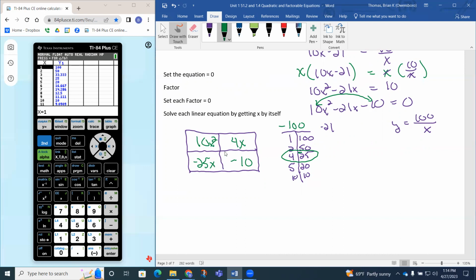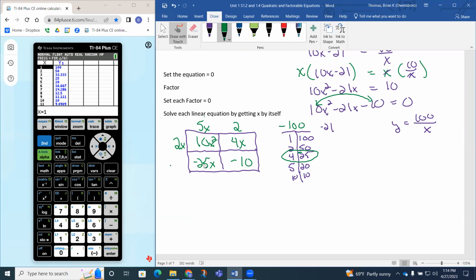Now, the GCF between a 10x squared and a 4x, notice how they both have a 2 in common, and they have an x in common. So 2x becomes the GCF. Then I go up here and ask myself, what times 2x gives me 10x squared? That's got to be a 5x. 5x times 2x is 10x squared. What times 2x is 4x? That's got to be a 2. 2 times 2x is 4x.